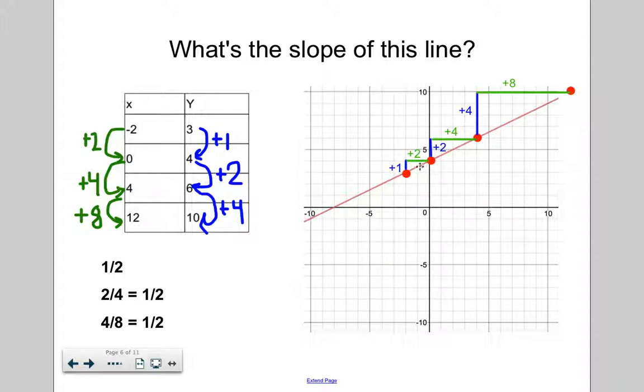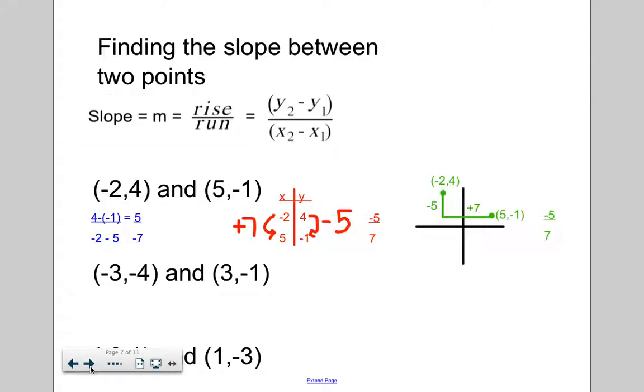Now, in a graph, you could also do it this way, and just give kind of directions from one point to the other. I would rise 1 and run 2. I also could go from another point, rise 2, run 4 to get to this one. Well, 2 over 4 is a half, just like we talked about. So here are two different ways to do it. There's a way in the table and a way in the graph.